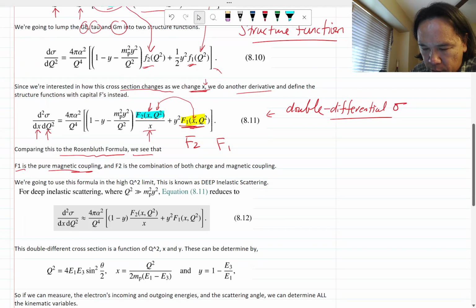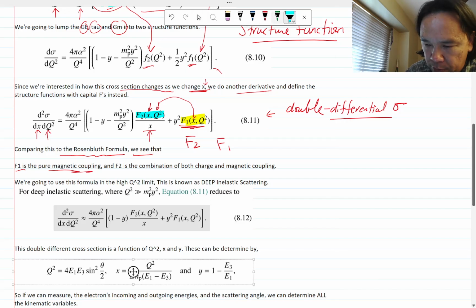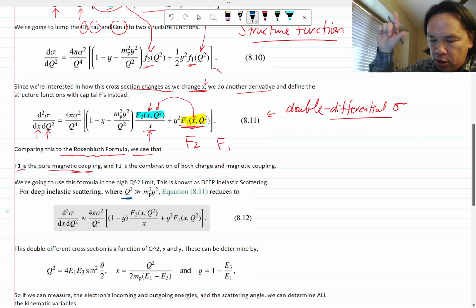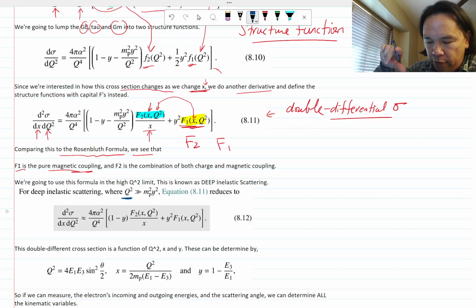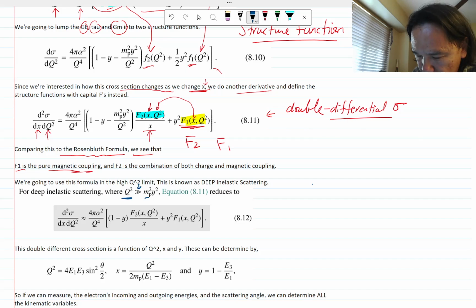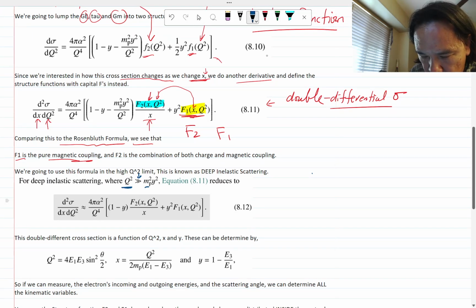We're going to go to a high Q squared limit. High Q squared means the momentum exchange squared between the electron and the proton, meaning the energy of the photon, is much bigger than the mass of the proton itself times y squared. When you do that, q squared is much bigger, and this term basically goes away.